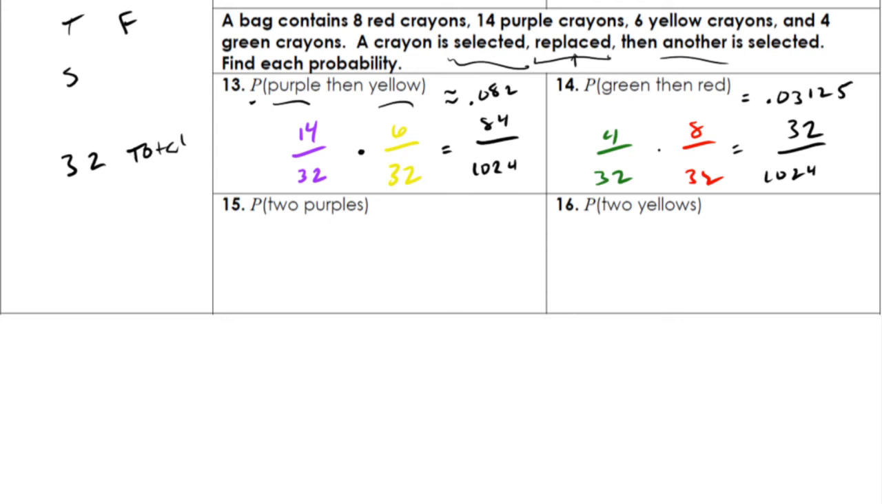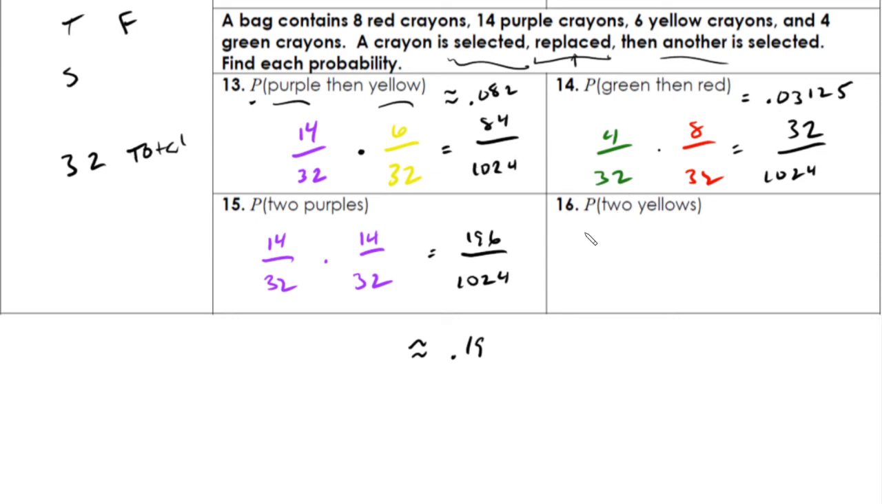Next up, 2 purples. Well, one of the purples was 14 out of 32. And then you put it back in, now you have another 14 out of 32 chance. And so that's going to be 14 times 14, which is 196 over 1024. That's approximately 0.19. Actually, that's not a bad chance.